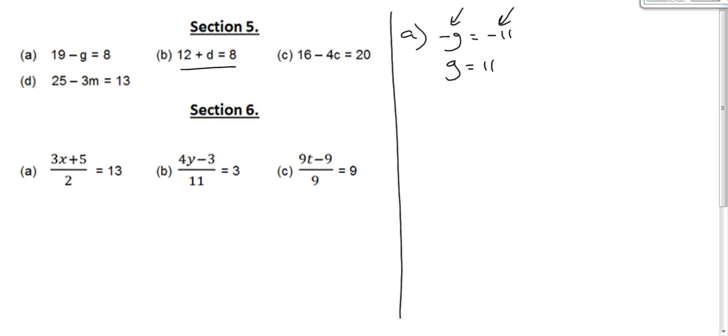Question B, we don't need to worry about because it's a positive d anyway. So what we do is we get rid of this 12, and that's positive anyway. So if we take away 12, we've got d equals 4.